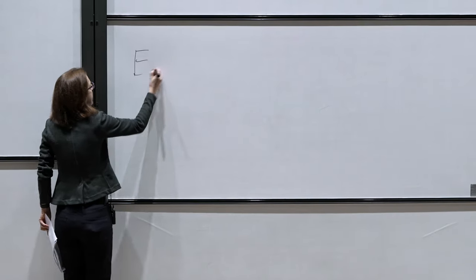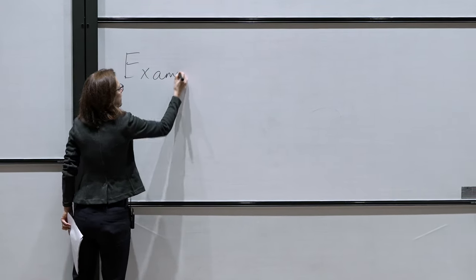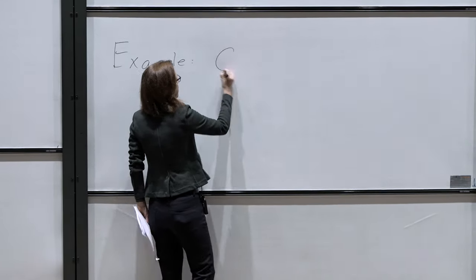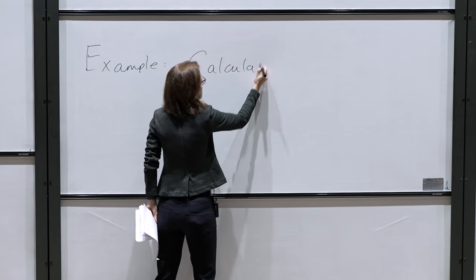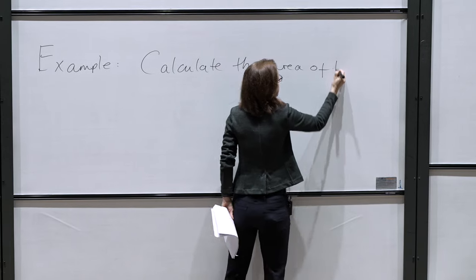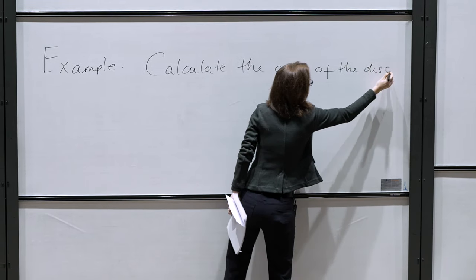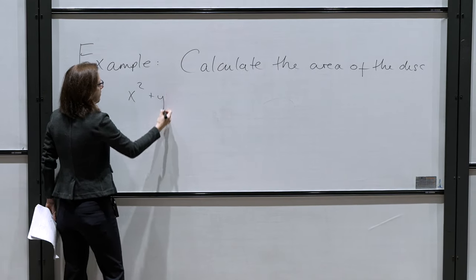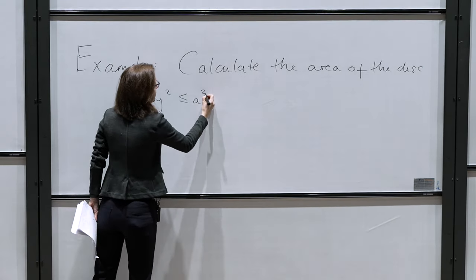So I want to just start with an example where we're going to think about calculating the area of a disk. So we want to ask the question, calculate the area of the disk given by, in Cartesian coordinates, x squared plus y squared is less than or equal to a squared.